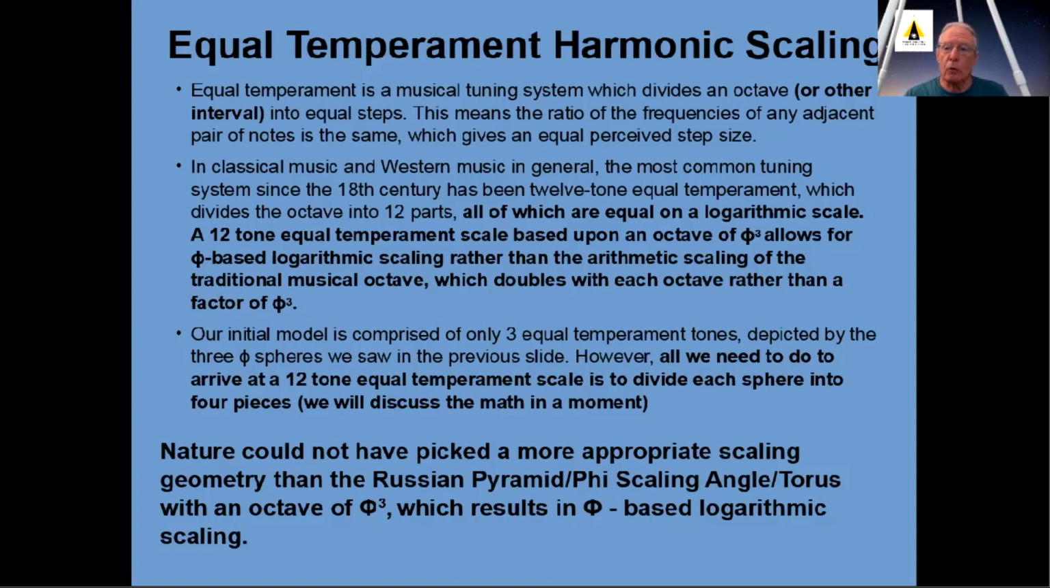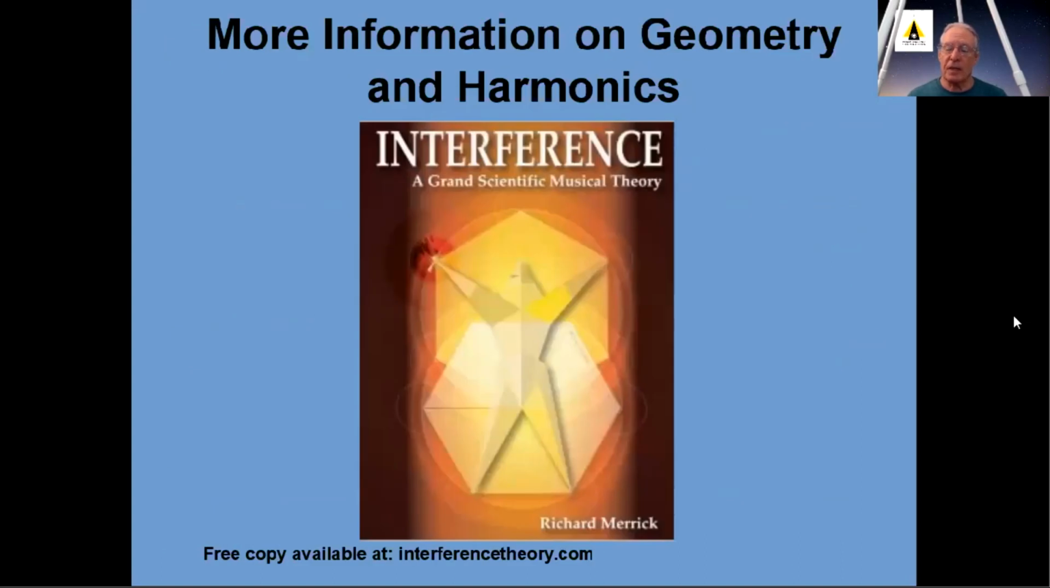We're going to go through the math of that on the next page, but in summary, nature could not have picked a more appropriate and perfect scaling geometry, and that's why it's used by nature, than the Russian pyramid Phi scaling angle torus geometry, because it results in an octave of Phi cubed, which results in Phi-based logarithmic scaling. So that's the key takeaway here.